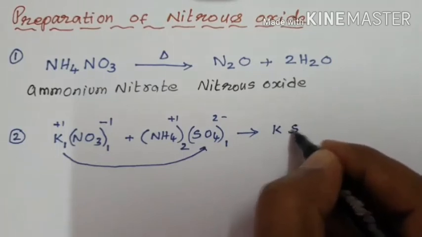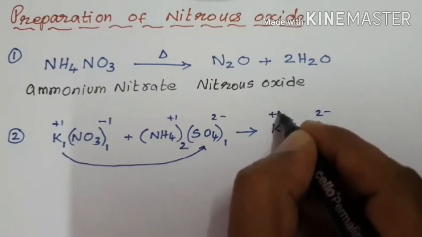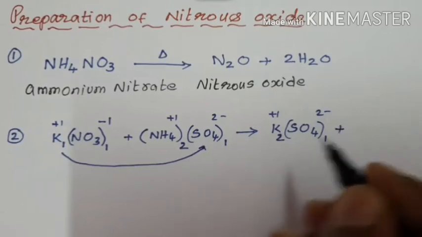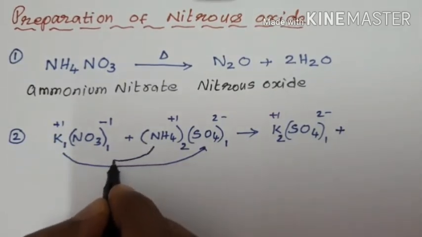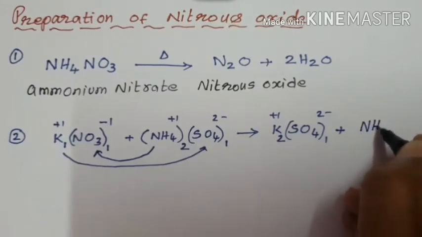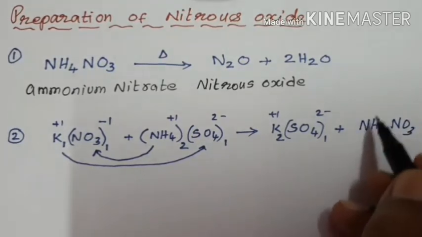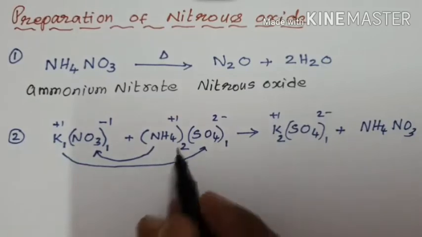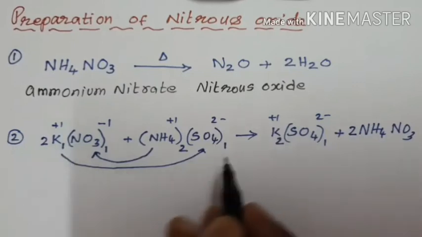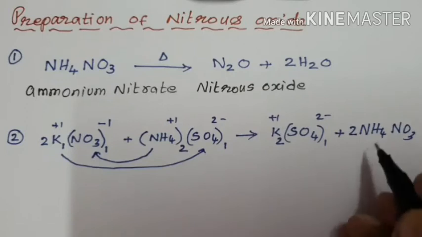Potassium and sulfate: sulfate valency we know is 2 minus, potassium plus 1. When you write in class, the molecular formula is K2SO4. Ammonium plus combines with nitrate minus to give NH4NO3. Both valencies are 1. 2 ammonium, 2 nitrate, 2 potassium on both sides. The reaction is balanced, and the ammonium nitrate is formed.